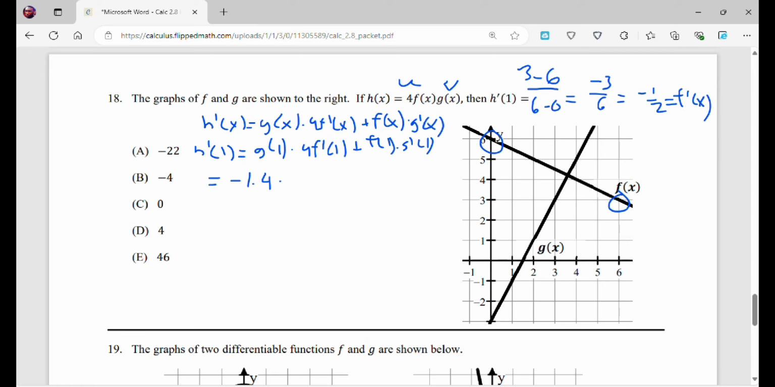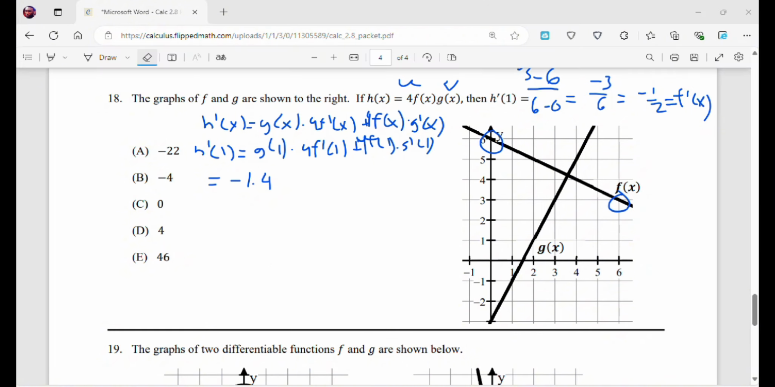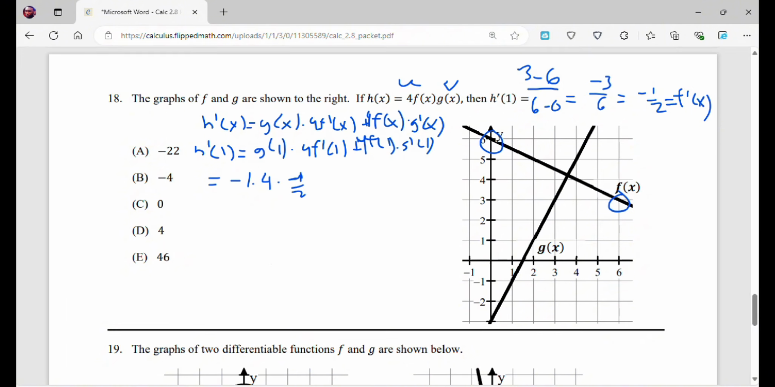So that is going to be -1 times 4 times f prime of 1. So we figured out f prime of 1 is -1/2. So I'm going to multiply by -1/2. And then plus, oh, I added a 4, by the way, in front of the f of x. I kind of forgot to do that before. So plus 4 times f of 1. F of 1 seems to be 5.5 times g prime of 1.